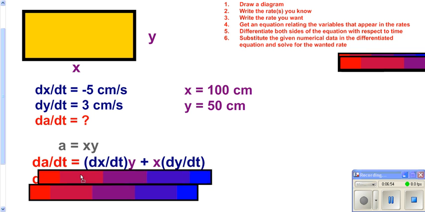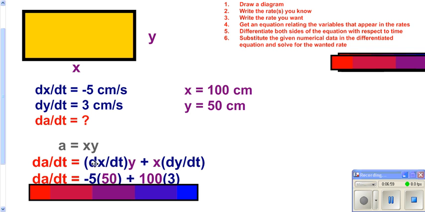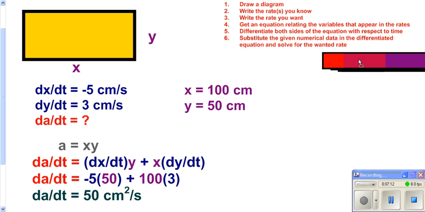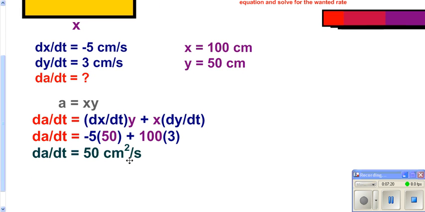Well, we're trying to find dA/dt, so we can just plug in everything that we have. Our dx/dt is negative 5, y is 50, x is 100, dy/dt is 3. We get negative 250 plus 300, so we end up getting 50 centimeters squared per second. We know it's centimeters squared because our units have to match the derivative. Here it's units of the area, because it's an area on top with respect to time, so the time has to be on the bottom.